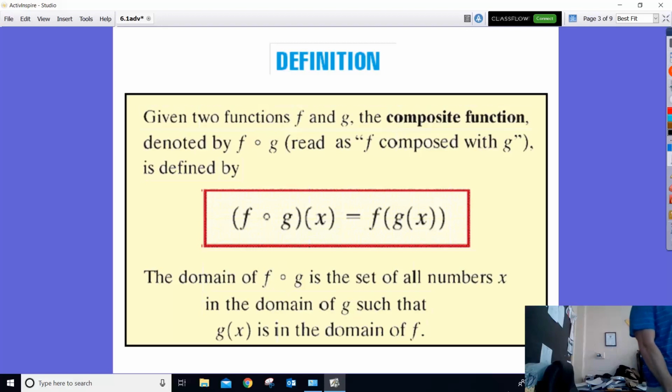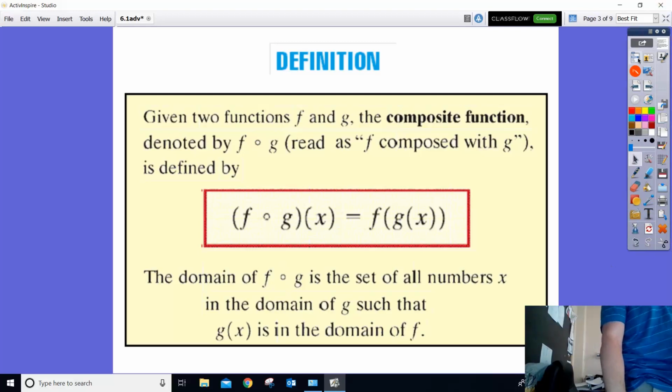Can you tell me in words what f of g of x means to you? Anybody? Of g of x and f of x. It's fine with me. Wherever you see an x, there it is. So it's just composition of functions today, which hopefully won't be too bad.